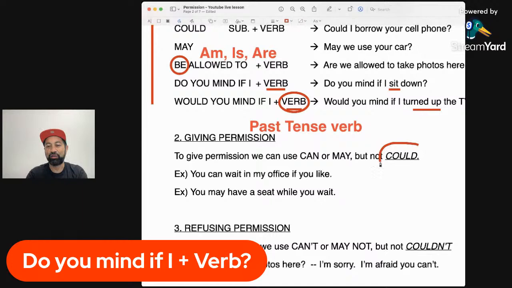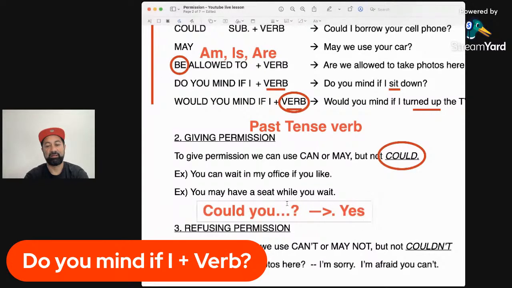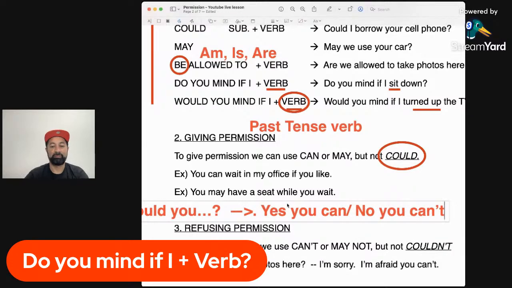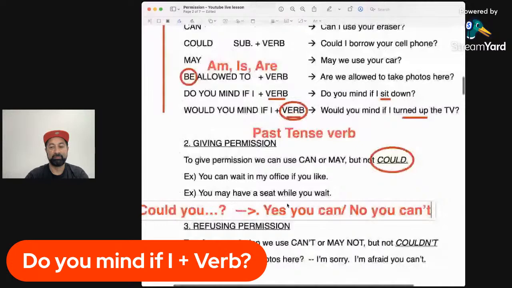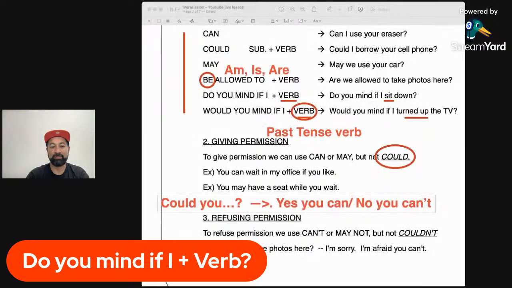So with a "could" question, please do not answer, "Yes, you could." Do not answer, "No, you couldn't." You have to use, "Yes, you can," or "No, you can't." Okay, so make sure you remember that when you're answering a question. Whenever somebody uses a "could I" question, please answer using "can." Does that make sense to everyone? Just be careful of that. When you answer the question, please use "can," not "could." This was the same when we did requests as well.